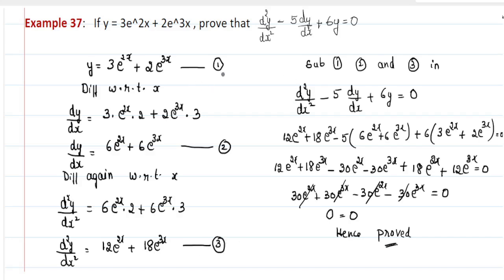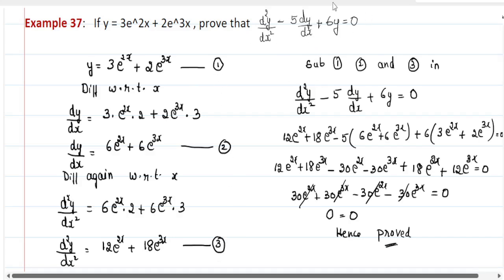Now we are substituting equation 1, 2 and 3 in this equation. That is d square y by dx square minus 5 dy by dx plus 6y equal to 0. What is d square y by dx square? It is 12 e raised to 2x plus 18 e raised to 3x minus 5 into what is dy by dx. dy by dx is equation number 2, that is 6 e raised to 2x plus 6 e raised to 3x plus next equation plus 6 into y. y is equation number 1, that is 3 into e raised to 2x plus 2 into e raised to 3x. Upon solving this, finally we get the answer as 0, hence proved.